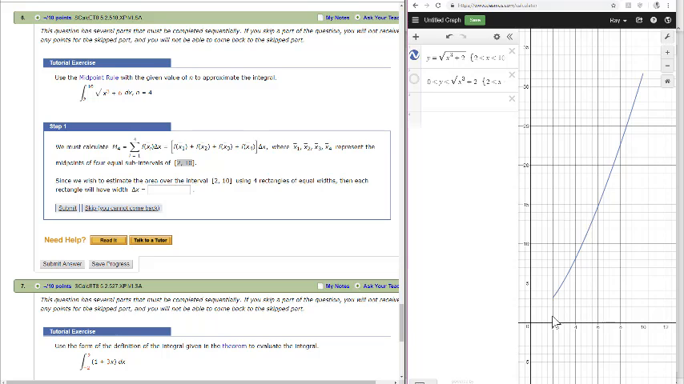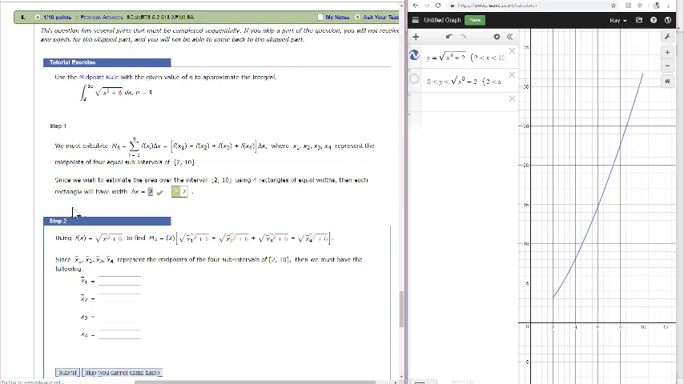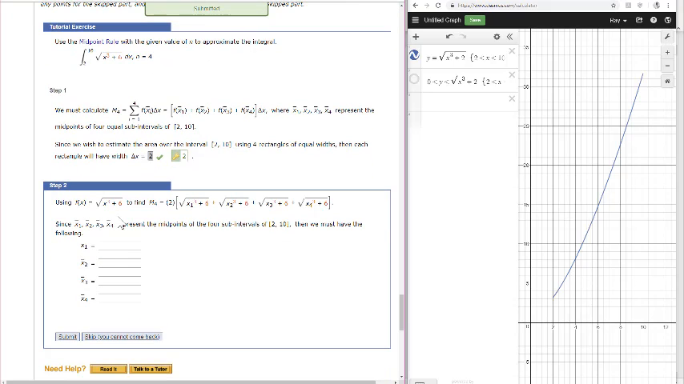Okay, so if we look at the widths of these intervals, the width is going to be 2. Another way to figure that out is that there are 4 rectangles, so we subtract 10 minus 2, we get 8. 8 divided by 4 is 2. And that's the formula way to compute the delta x. So now that we have that, we want to look at the midpoint for each of these intervals. The first interval goes from 2 to 4, and the second interval goes from 4 to 6, etc.